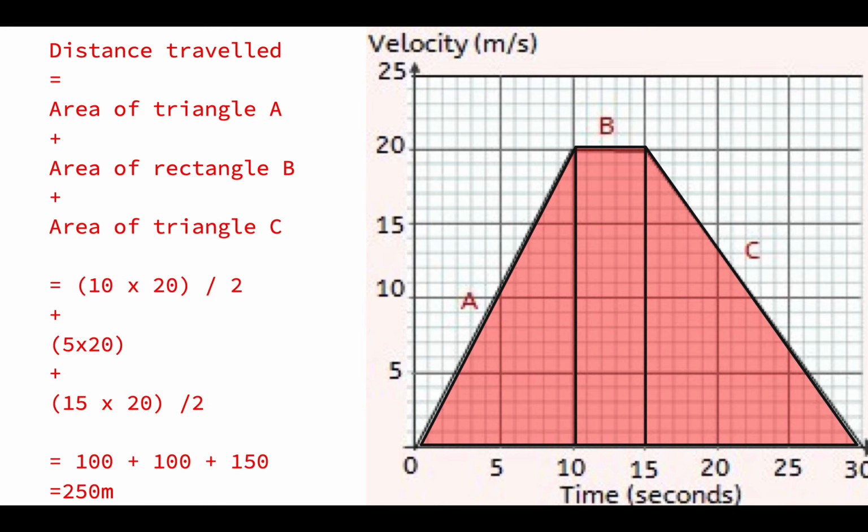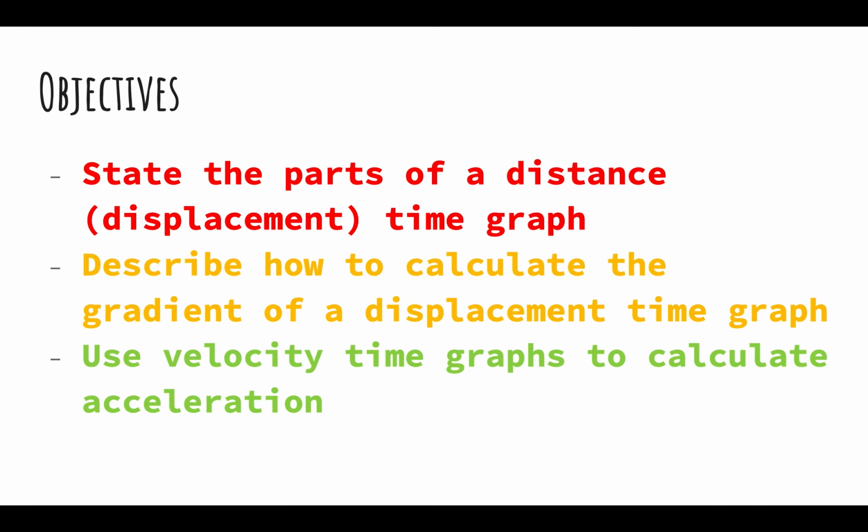So that is us for today. We have picked apart the different parts of a distance or a displacement time graph. Remember, the story of a graph is the story of a gradient. We can calculate the gradient of a displacement time graph, and if we calculate the gradient of a velocity time graph, then it allows us to calculate the acceleration. So, second lesson complete.